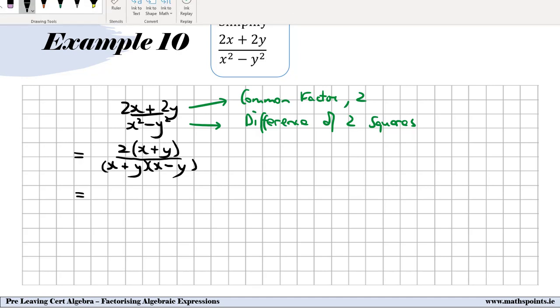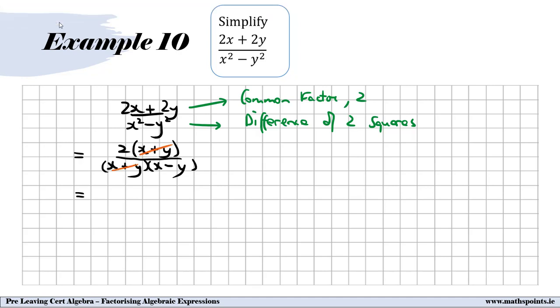Now, if I was to divide the bottom and the top of this expression by x plus y, that will remove the x plus y's, and I'll be left with 2 on the top and x minus y on the bottom. So I've taken an expression that's quite complex, 2x plus 2y over x squared minus y squared, and by performing factorization on the top and the bottom, I was able to simplify it or break it down into 2 over x minus y.